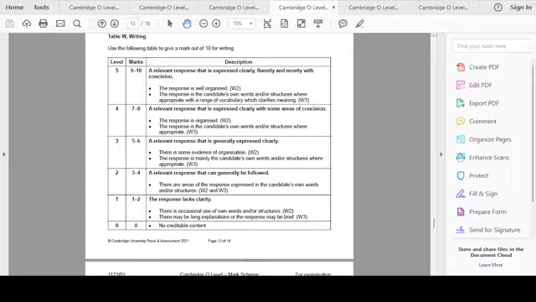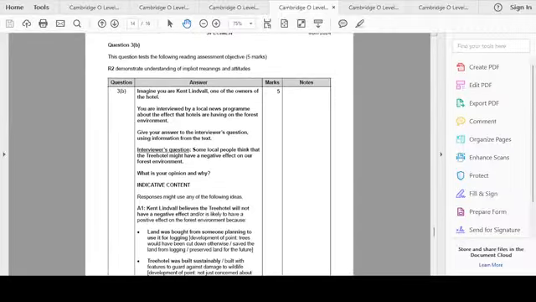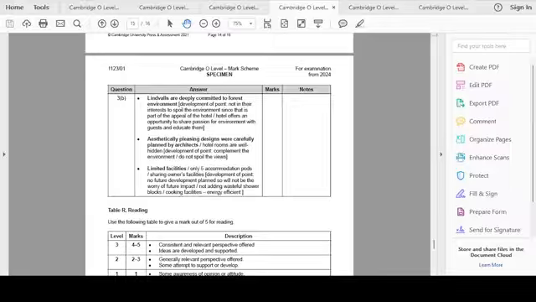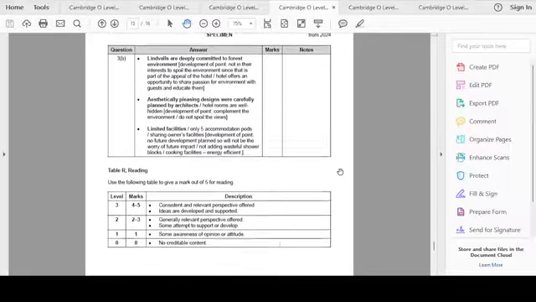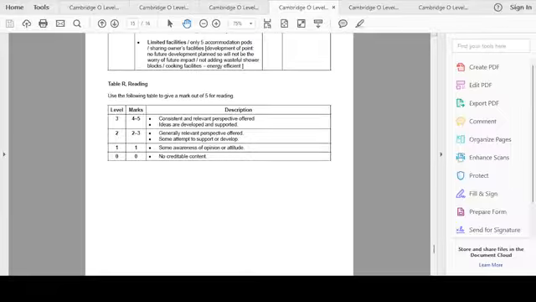So, for example, level 3, a relevant response that is generally expressed clearly. So it's just overall okay. There is some evidence of organization, right? Some evidence, so it's not very well done, but you can make sense of it. The response is mainly the candidate's own words, so most of it, but it's not as much as the examiner would like or expect, and words and structures where appropriate.